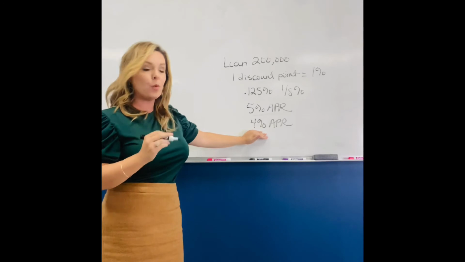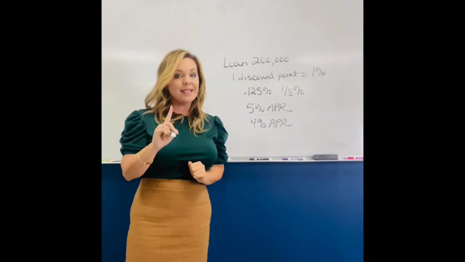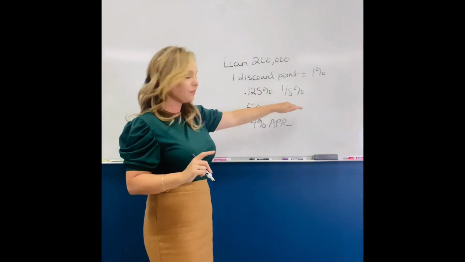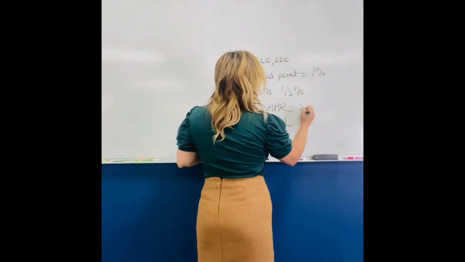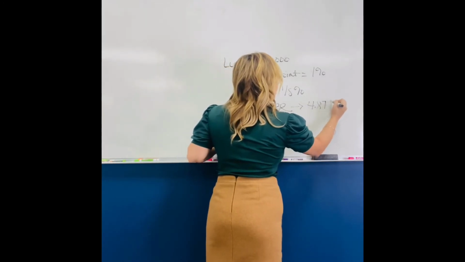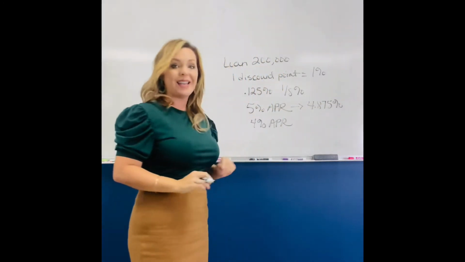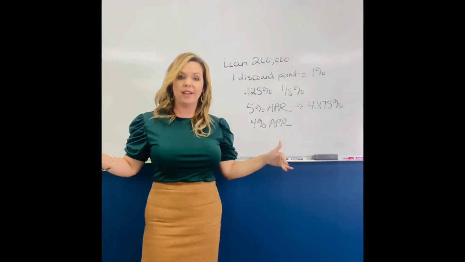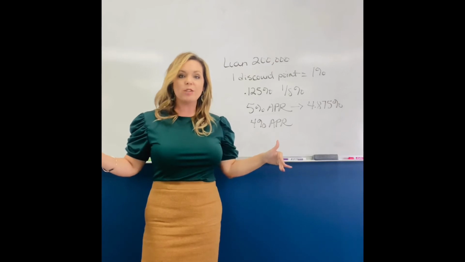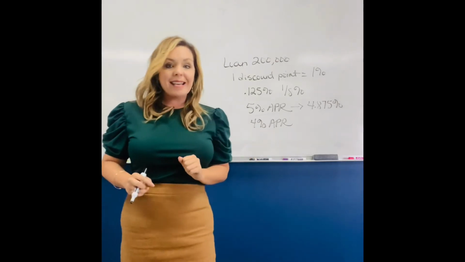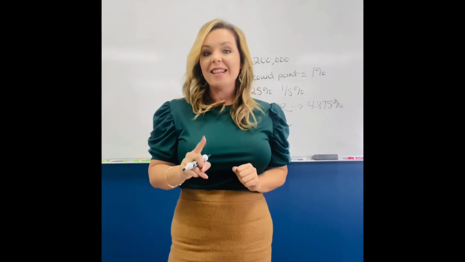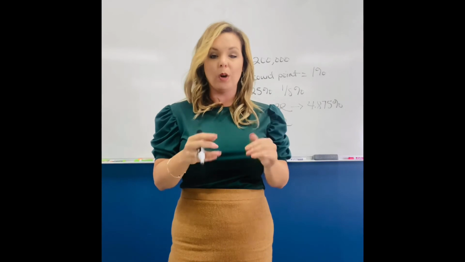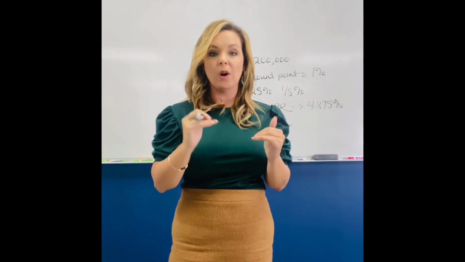Otherwise, if we only buy one discount point, which is 0.125 or an eighth of a percent, we are going to take the 5% interest rate and it would be lowered to a 4.875 interest rate. That's what we would pay over the next 30 years. So let's repeat this. One discount point is an eighth of a percent. If you buy down one discount point, you are going to lower your rate by 0.125.